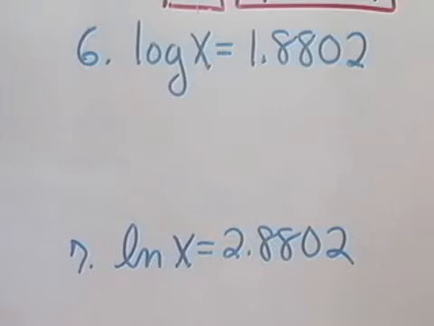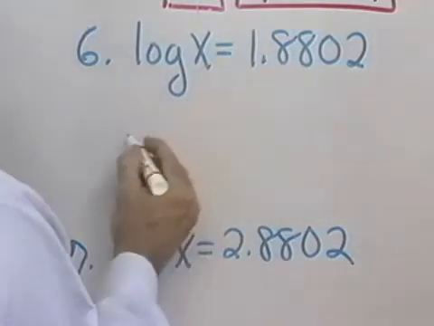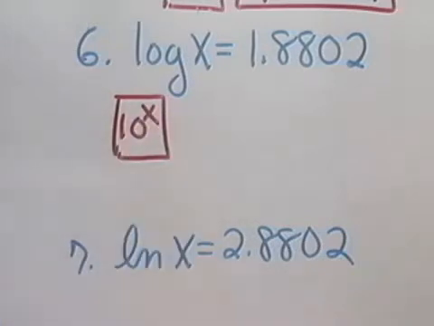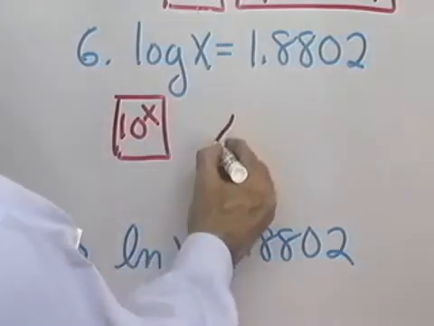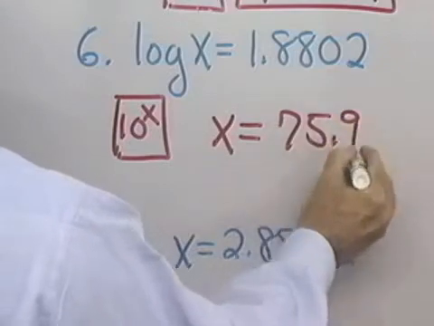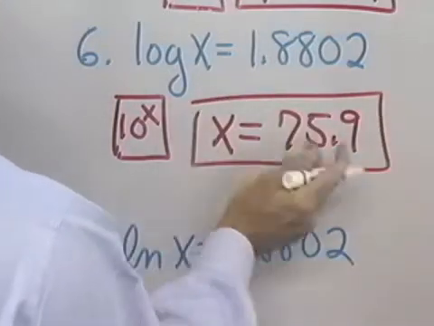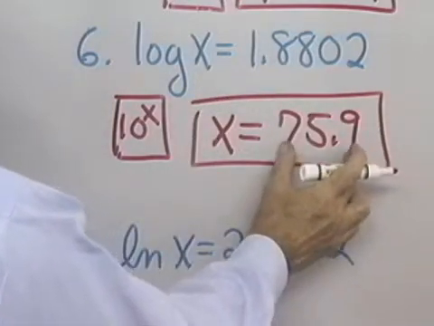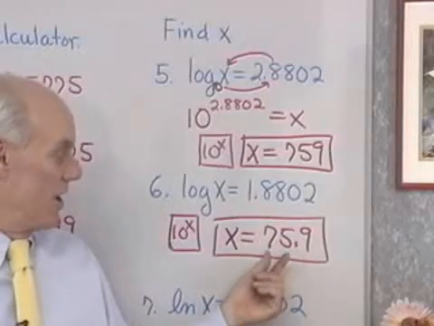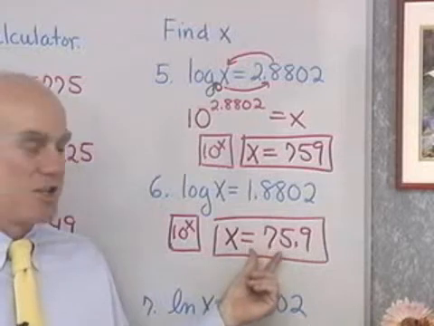Log x is 1.8802. Again, on my calculator, I'll look for the button labeled 10 to the x. Press that button with the number 1.8802, and it should be x equals 75.9. And that's what it is rounded off. Your calculator will show a few more digits than this, but when you round it off, it should come out to be 75.9.